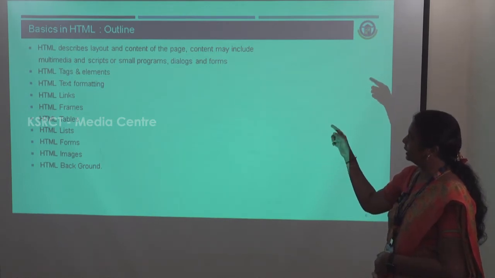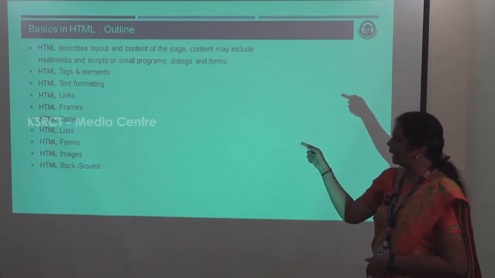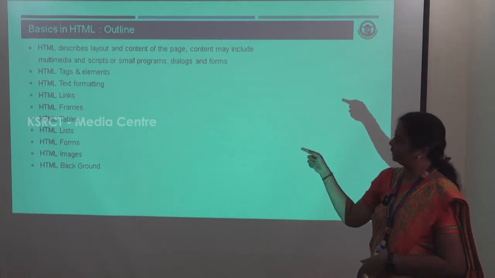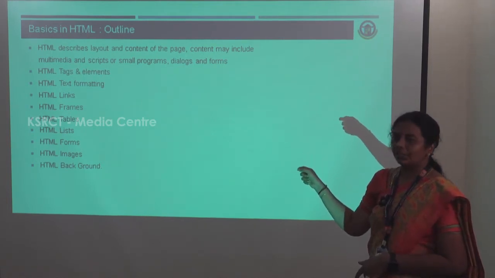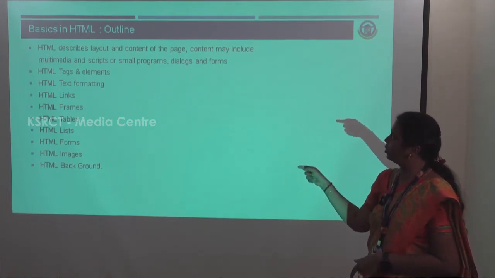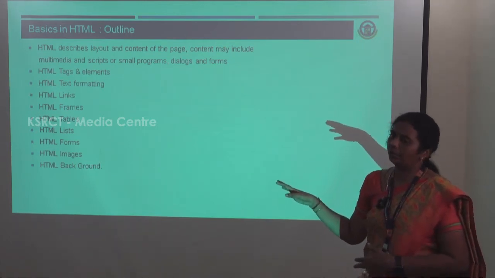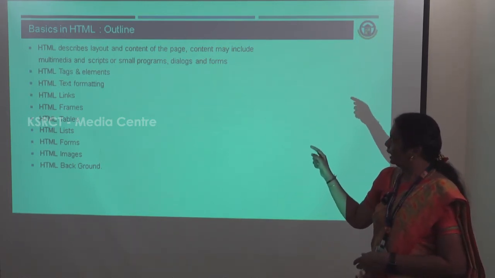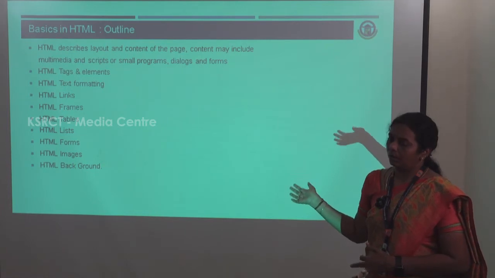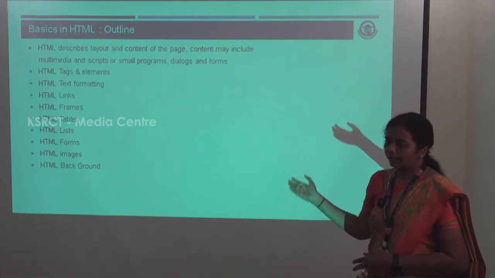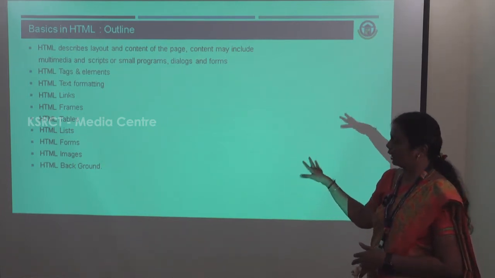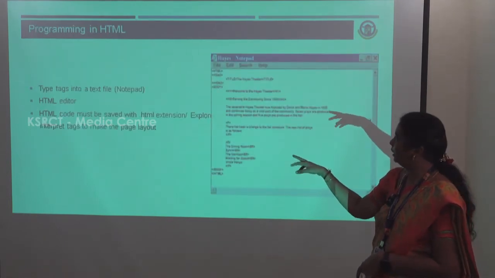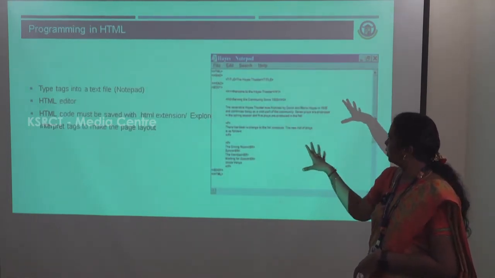In this, the tags and the elements list tables, forms, images, backgrounds. So these are all the tags used to create the layout of the web page. The content, either small or big, depends on the number of tags we have utilized. For example, this is the program for HTML.